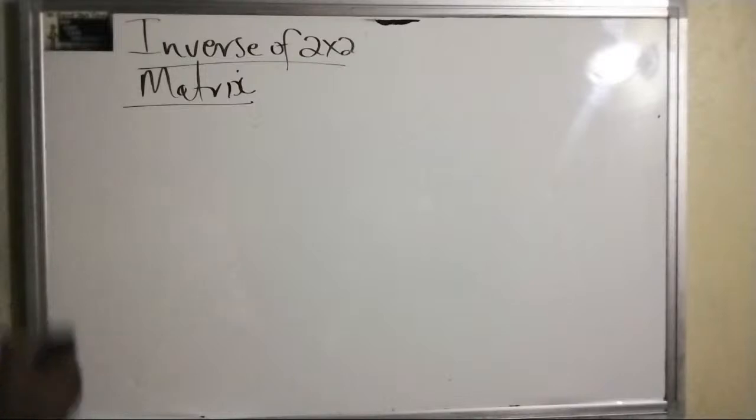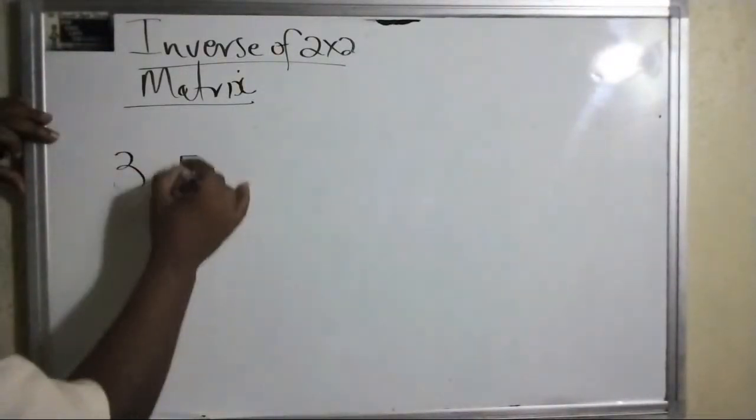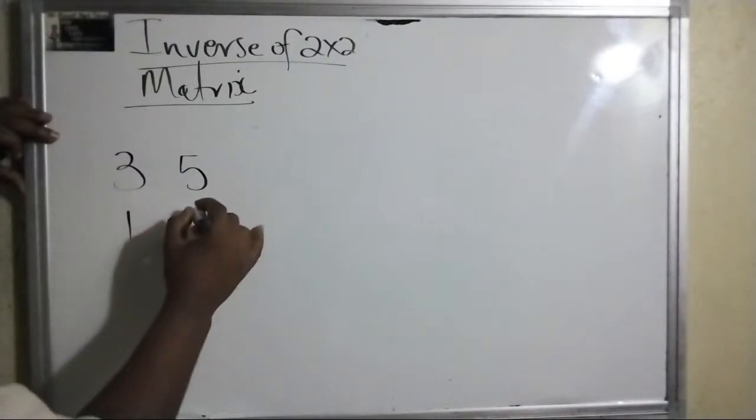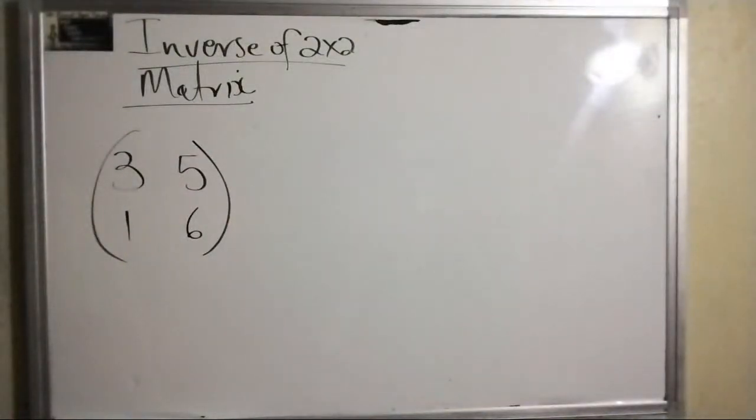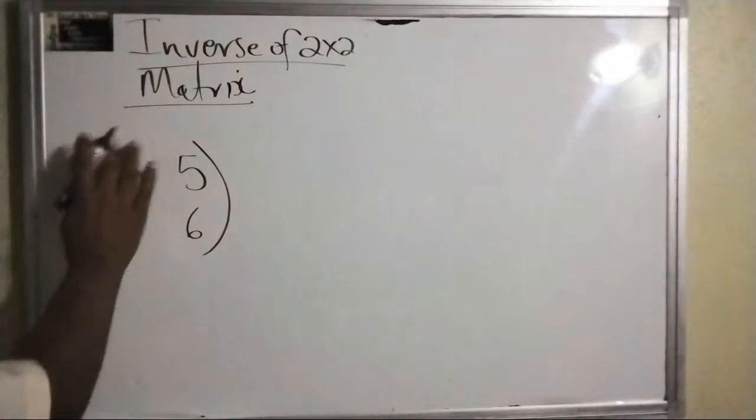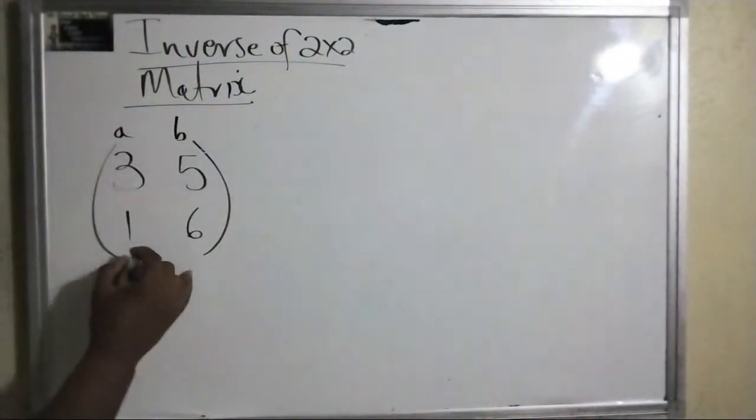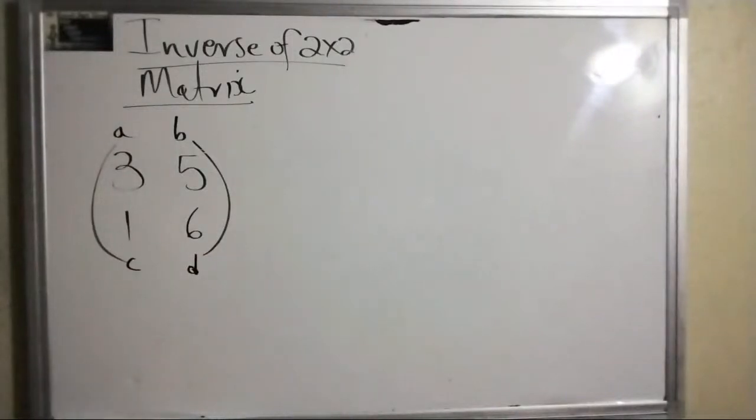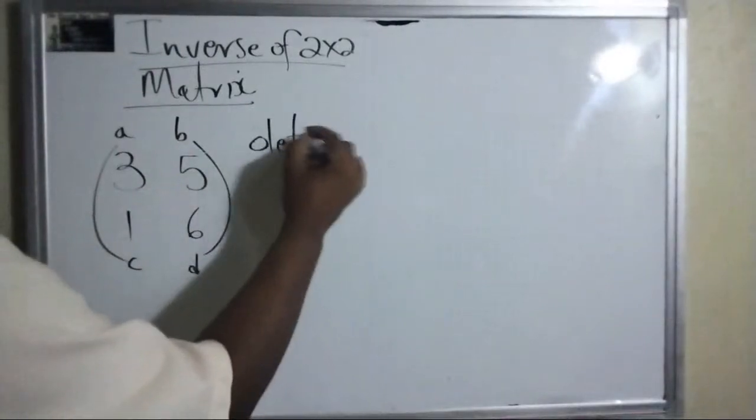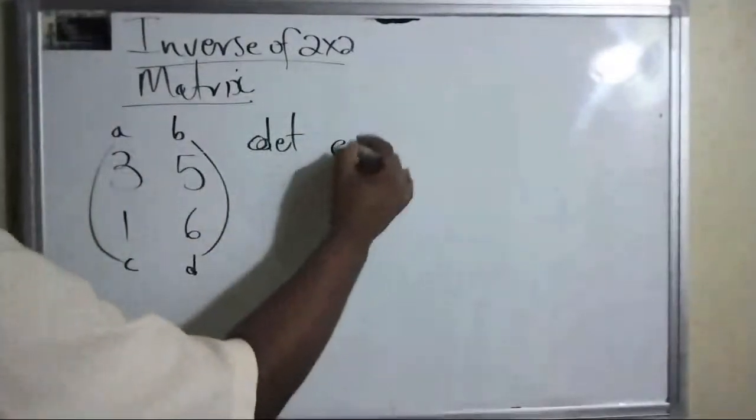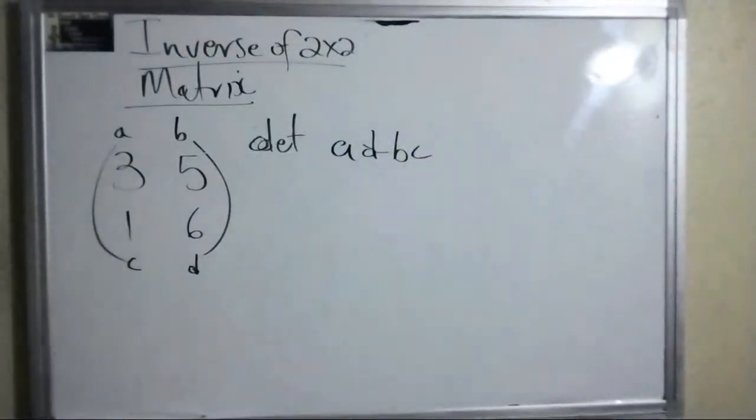Alright, let us look at this first. So we have 3, 5, 1, and 6. Alright. So for all 2 by 2 matrices, it's in the form A, B, C, D. To find the inverse, first we have to know what we call the determinant. Now, the determinant can use DET as symbol. The determinant is just AD minus BC. So we have to know how to do that first, right?